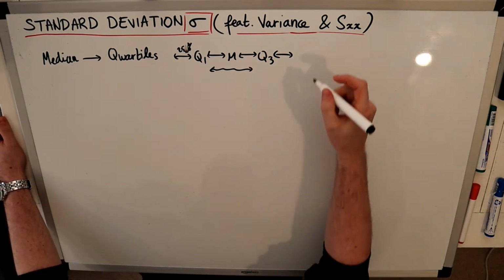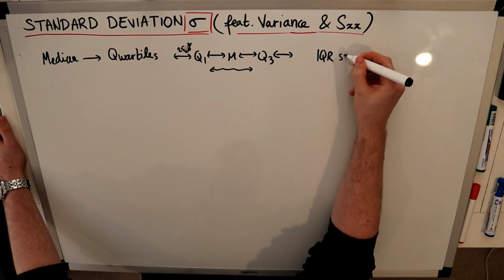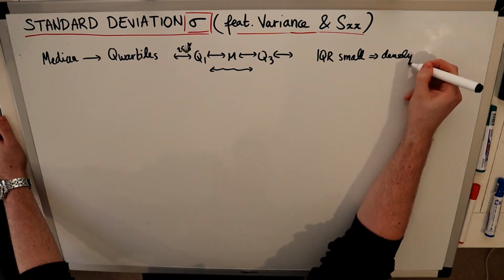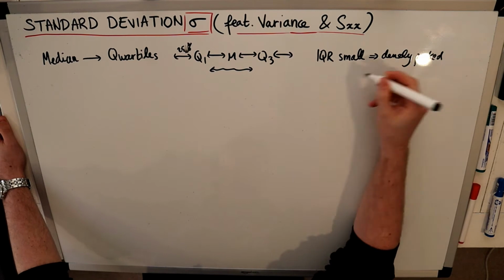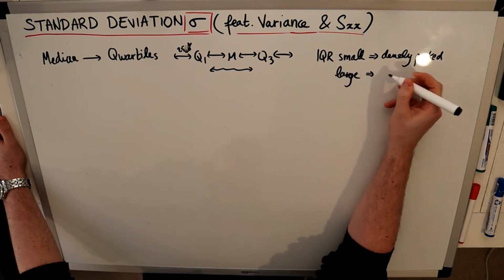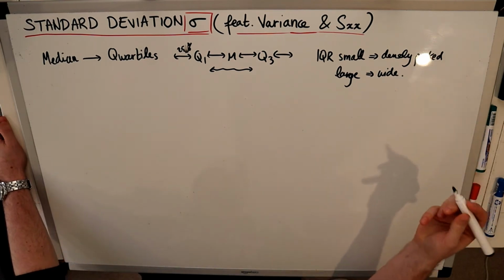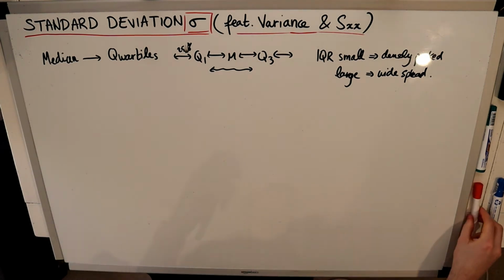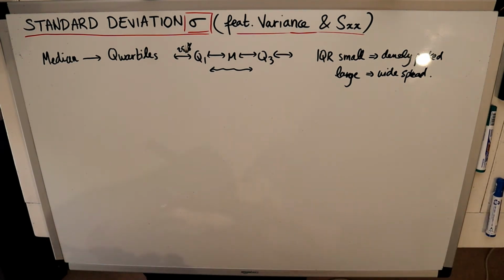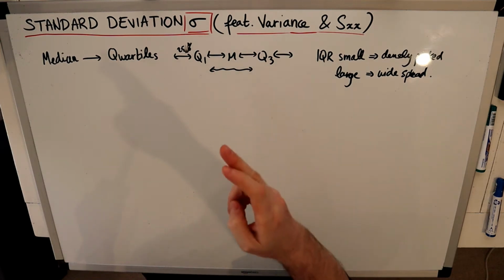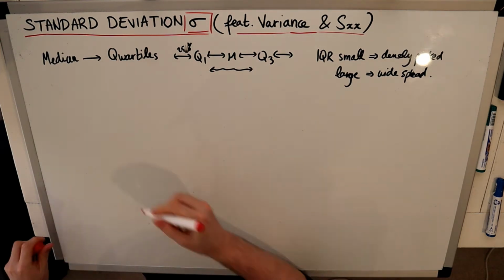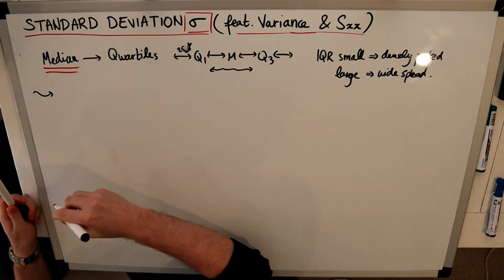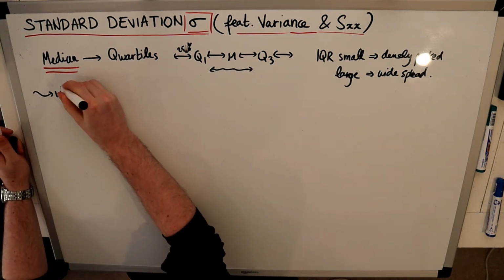So if the interquartile range is small, that means you have densely packed data. And if it's large, we have quite a wide spread, and that allows us to determine that. However, this is all reliant on being able to put everything in order and find a quartile, a third quartile, a median, and group it together using the same logic as the median. But we haven't actually found how to measure spread with the mean.